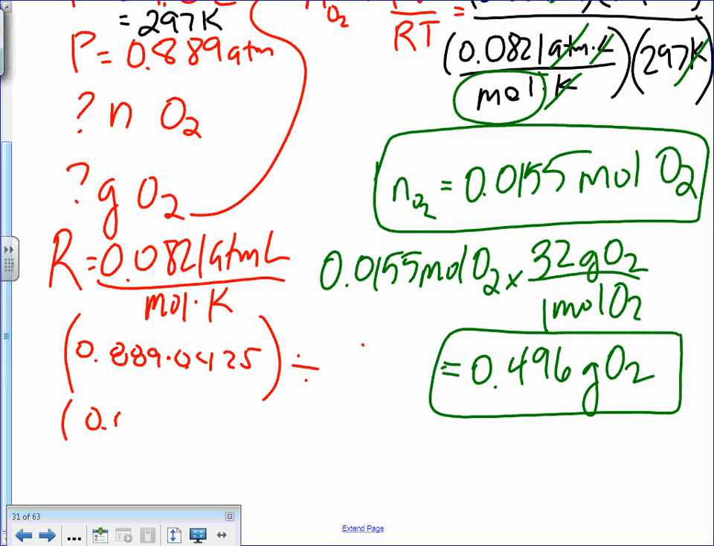parentheses, 0.0821 times 297 in parentheses. Your entire numerator needs to be in parentheses, and your entire denominator needs to be in parentheses. That way, it doesn't divide and then multiply in the end. Okay, good question.